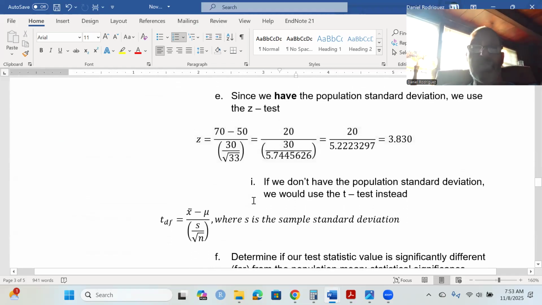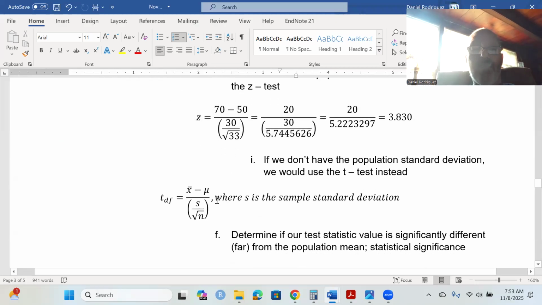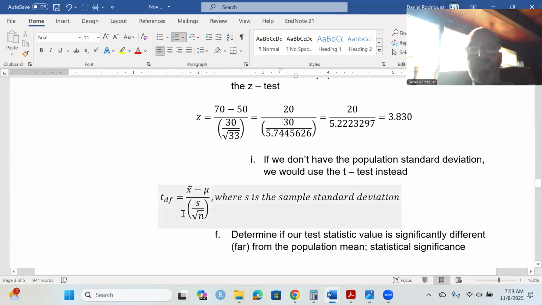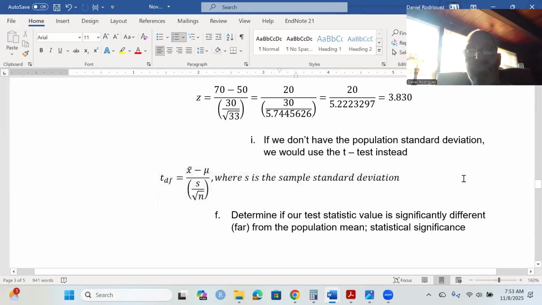Sometimes we don't have it. Like I might give you a hypothetical. I say, let's just say that the population mean value is 50, but I don't have any data, so I wouldn't have a population standard deviation. In that case, we would use something known as a t-test, which we'll cover next week, with its degrees of freedom. It's the sample mean minus the population mean divided by the standard error, but you'll notice that the standard error has an s rather than a sigma. So we do that instead, okay?